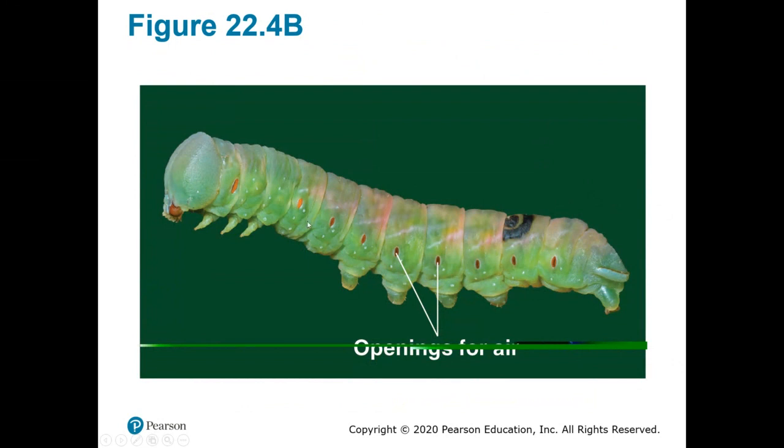All right, so here you can see the openings on the caterpillar. And again, oxygen is just going to go in and provide nourishment for these cells. So they're just going to open these openings.